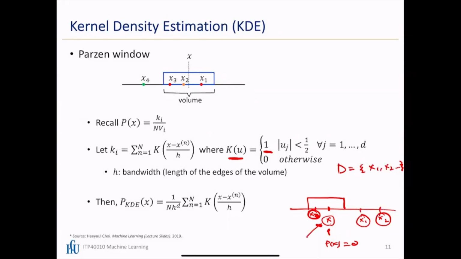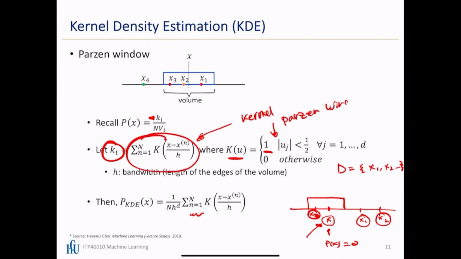Eventually, you're estimating this window, this bin, over every different instance. So calculating K, that is counting the instances falling in each bin, is now switched to this function, the K function. And this K function is indeed called a kernel. This specific form of the kernel is called the Parzen window. So Ki is defined in this way.